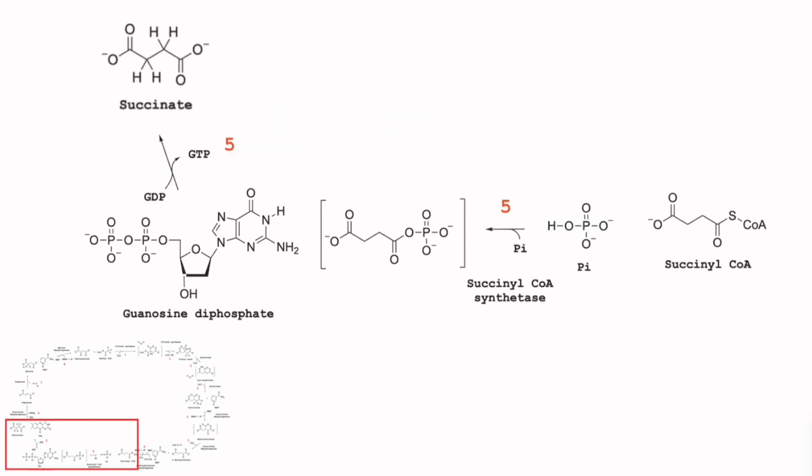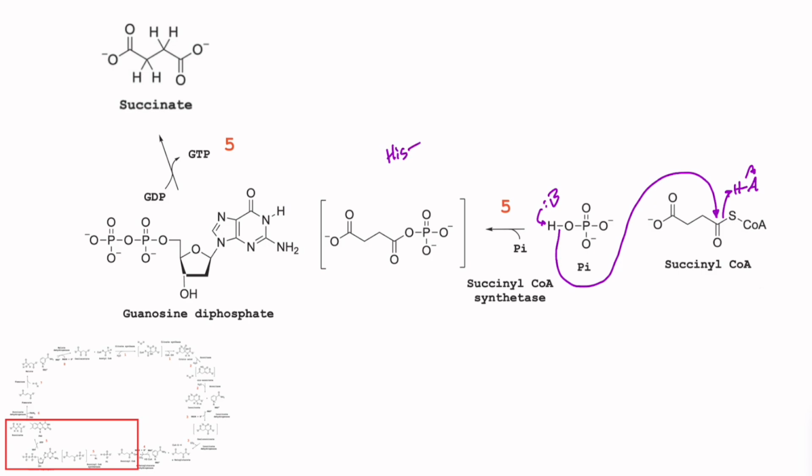In step 5, we start with succinyl-CoA and use the enzyme succinyl-CoA synthetase. We have an inorganic phosphate, a base picks a proton off, and the electrons on the oxygen attack the carbonyl on succinyl-CoA, and coenzyme A is kicked off. We then form this intermediate.